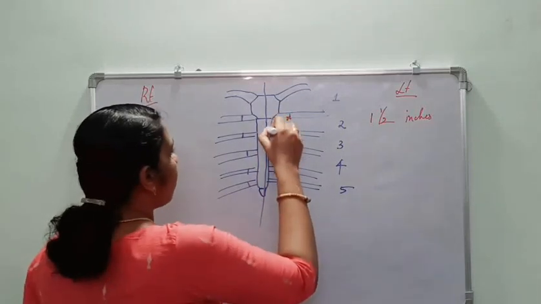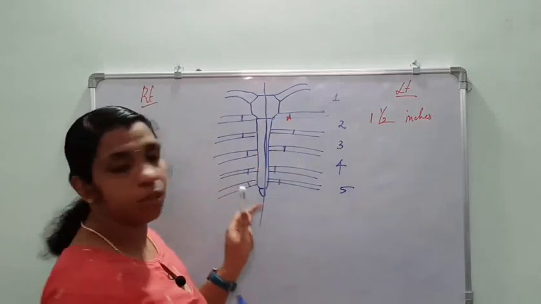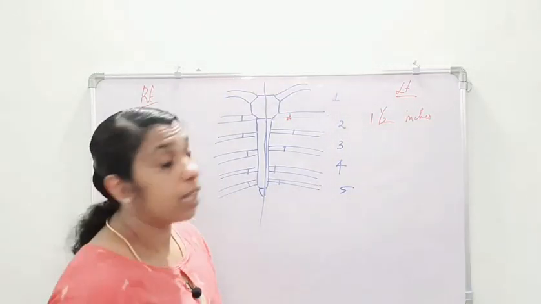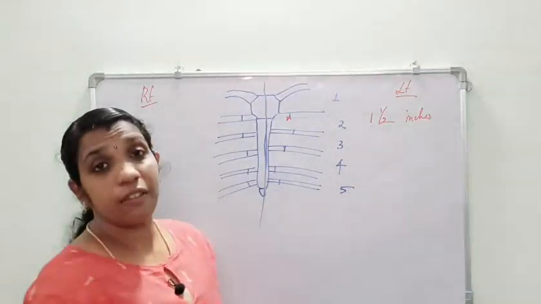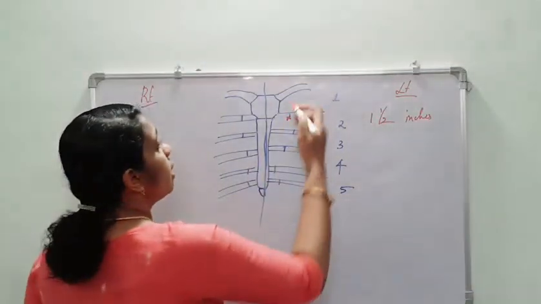Okay, it runs along the center of the sternum. It constitutes the median plane. So it will be 1.5 inches away from the median plane. This is the first point.